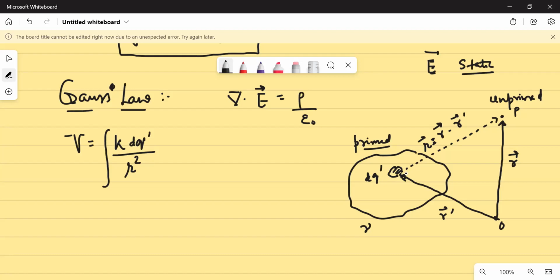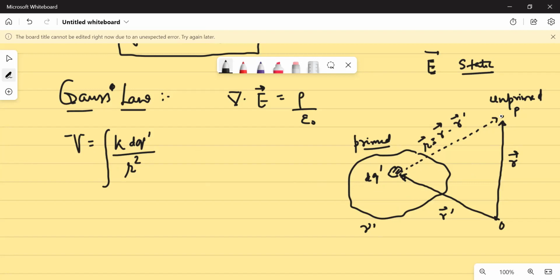So if this is dq dash, another dq dash would be here, another dq dash would be here. Summing all these up, like integrating all these up, would give me the total potential due to this arbitrary volume nu dash at point P. Is that clear to you? This is something that you know from standard 12. If you don't know, let me know, so I'll help you out.